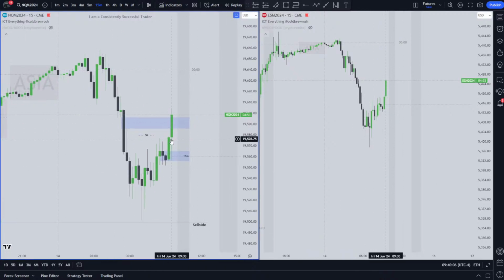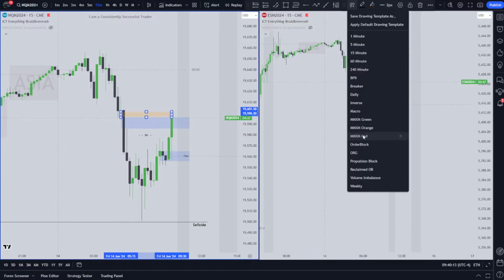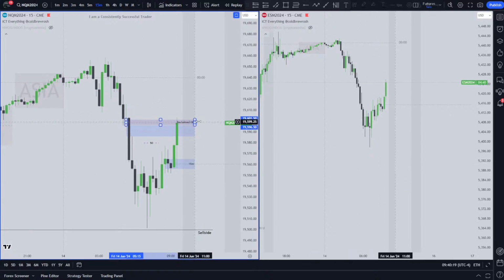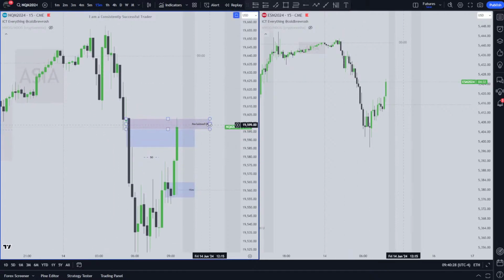So this is a potential inverse if we continue higher, and this is a potential reclaimed order block if we close above. And it's not confirmed. Not every down close candle is an order block, just like not every candle like this is a reclaimed order block. We'll see what we get, even if it closes above it, is what I'm saying.